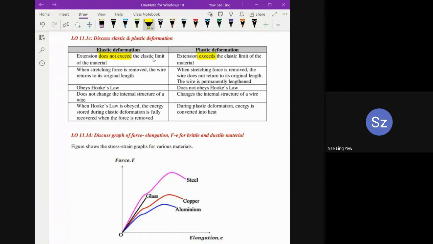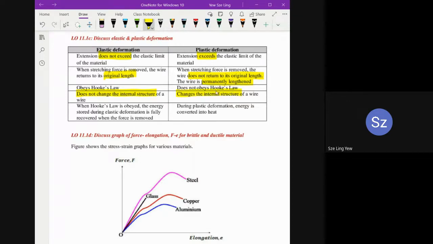For elastic deformation, when the force is removed, it goes back to its original length, whereas for plastic deformation, it does not return to its original length. In other words, it is permanently stretched or lengthened. Elastic deformation obeys Hooke's law, and plastic deformation does not obey Hooke's law. Elastic deformation does not change the internal structure, and plastic deformation changes the internal structure.